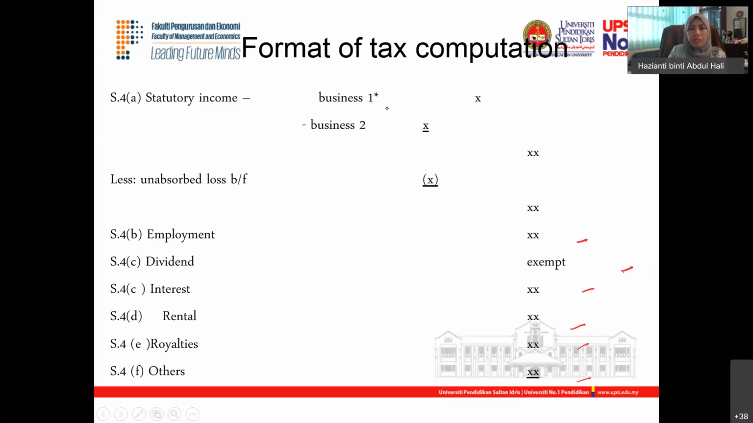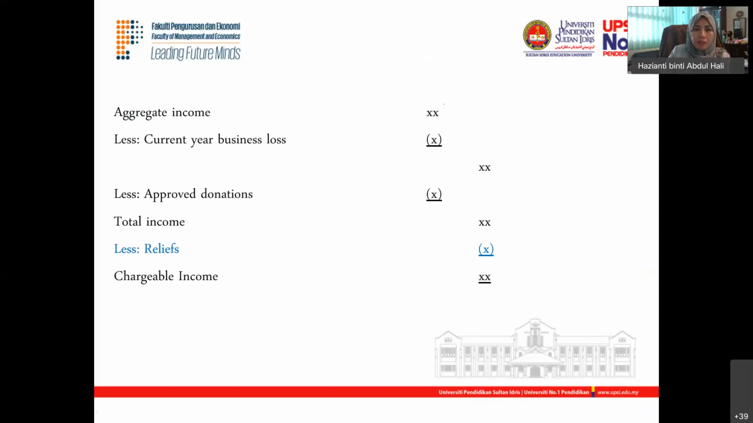But as we did earlier, we straight away calculated the tax because we only computed business income, and we had already included dividend and interest above. So earlier there was business, dividend and also interest. There was no rental and no employment. So this is the format. Less donation. Earlier there was no business loss, to get total income. If it is an individual, we deduct reliefs and get the chargeable income, until we reach chargeable income.